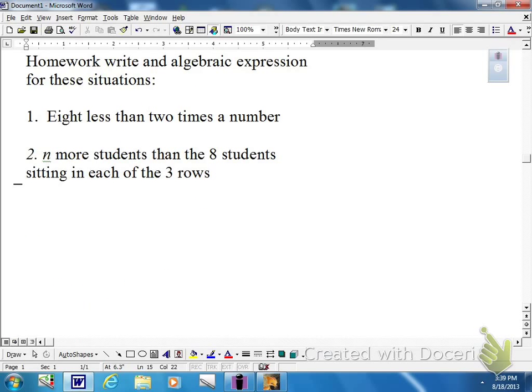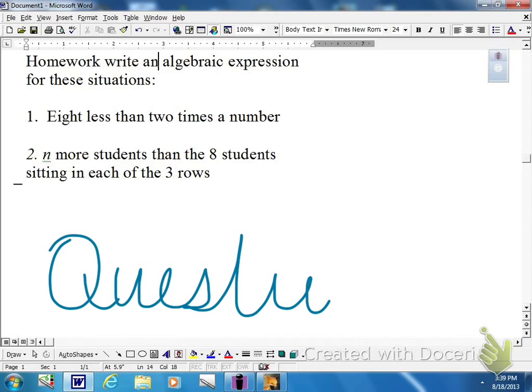Okay, for your homework, write an algebraic expression for these situations. Number 1, 8 less than 2 times a number. And number 2, n more students than the 8 students sitting in each of the 3 rows. Do your best, look at the examples, look at what you've written on your homework, and don't forget to come to class with a question to ask. See you tomorrow.